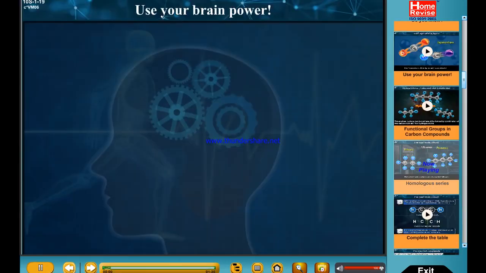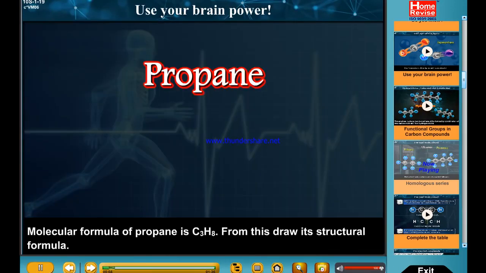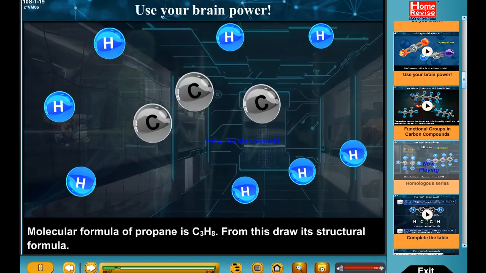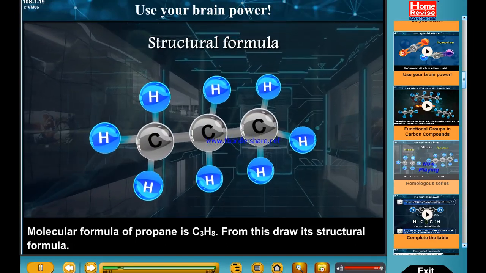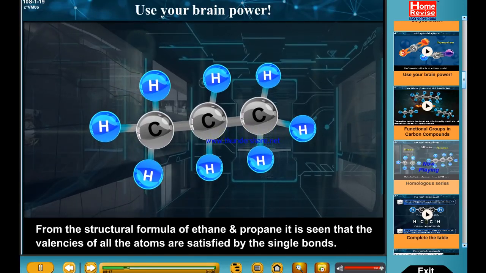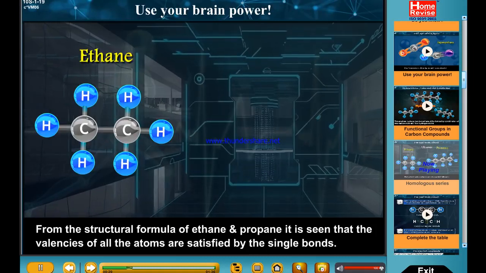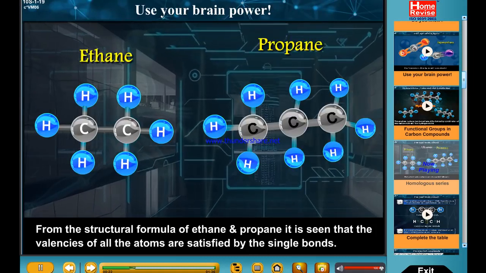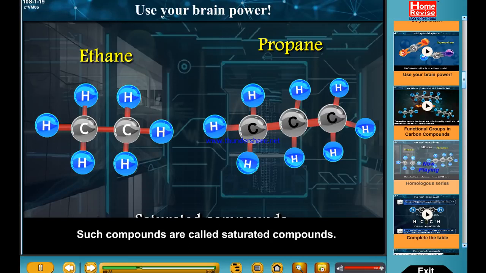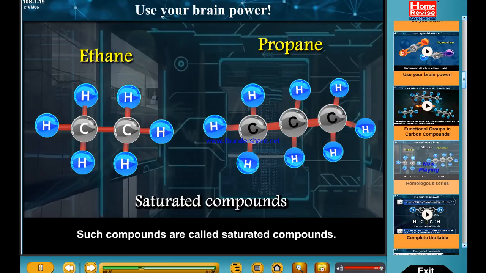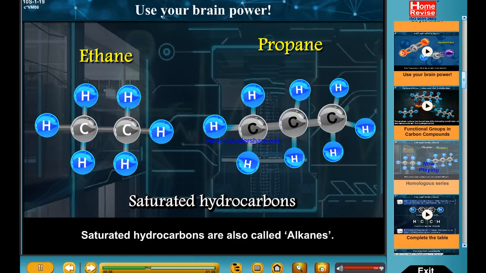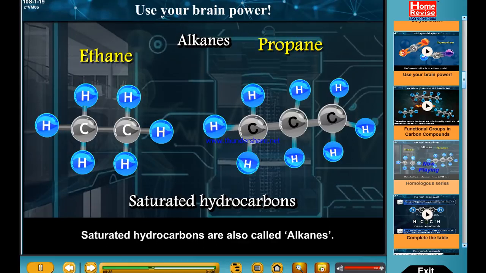Use your brain power. Molecular formula of propane is C3H8. From this, draw its structural formula. The structural formula of propane can be drawn in this way. From the structural formula of ethane and propane, it is seen that the valencies of all the atoms are satisfied by the single bonds. Such compounds are called saturated compounds. Ethane and propane are saturated hydrocarbons. Saturated hydrocarbons are also called alkanes.